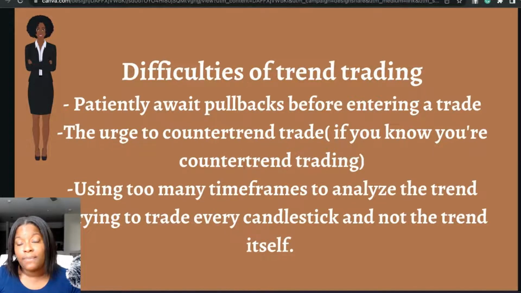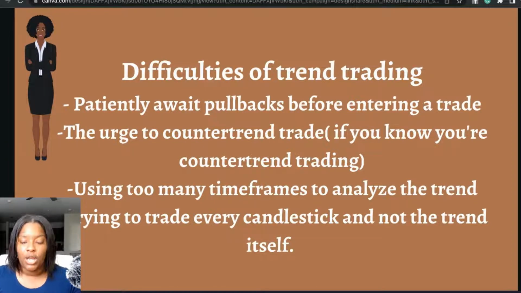I'm not looking for 10 pip trades. I'm looking for 100 pip trades, 200 pip trades, 300 pip trades, which means the 5 minute won't do anything for me. The 10 minute, the 30 minute, the 1 hour won't do anything for me with my analysis, because if I go too far down in those time frames to focus on price action, it's going to force me to cut my trade short. But if I'm focused on the higher time frames, I'm looking at bigger fluctuations.